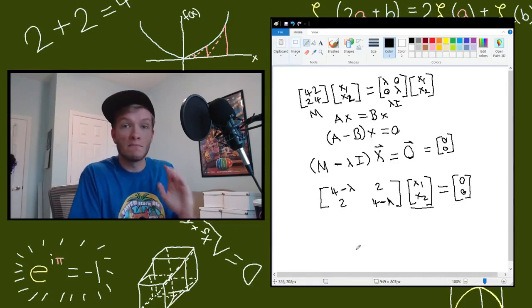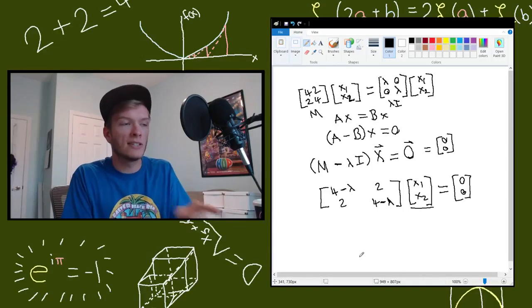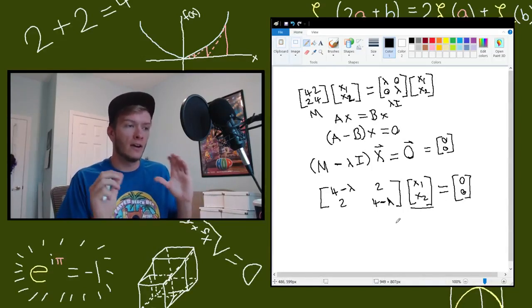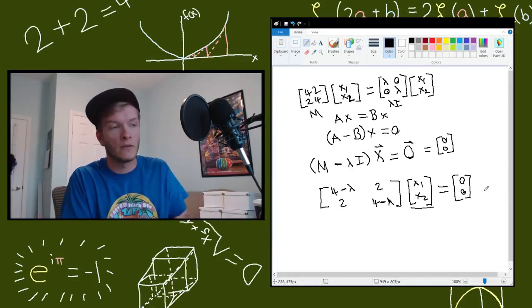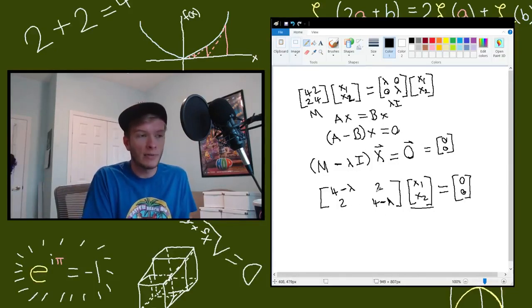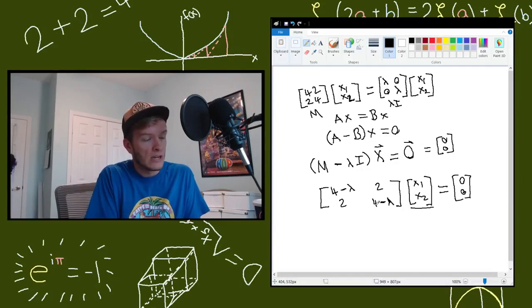We want this matrix to be equal to 0. And the only way that this matrix, multiplied by this vector, gives us the 0 vector is if the determinant is equal to 0. So what we are going to do is take the determinant of this big matrix here.